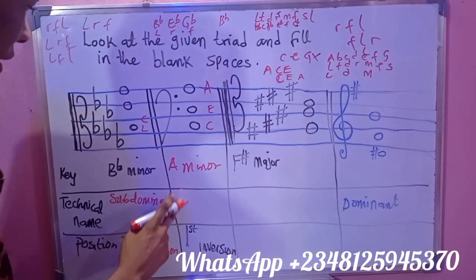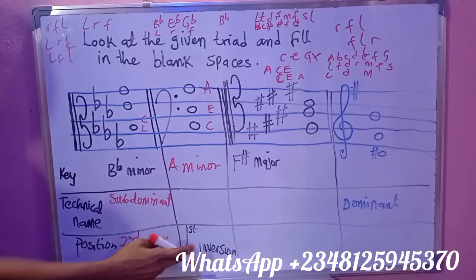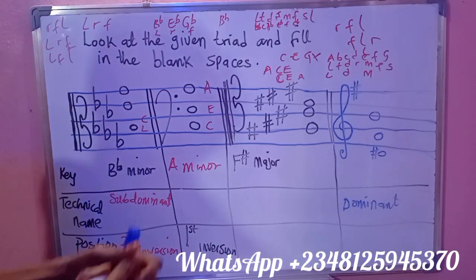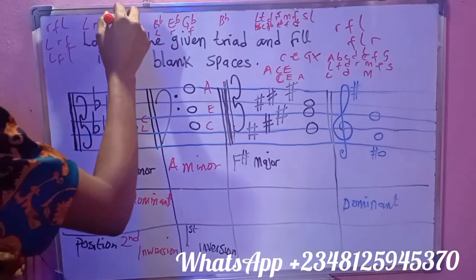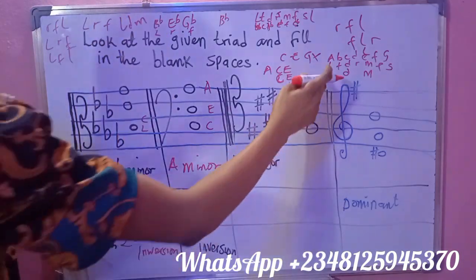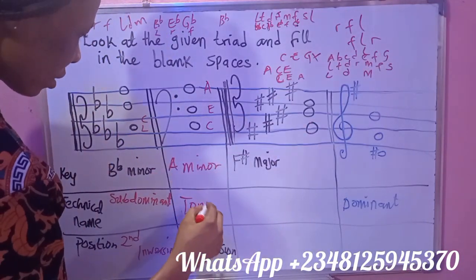Okay, we've already been given first inversion. Now let's find out the technical name. Is it a tonic, supertonic? We've already seen that it's a tonic because tonic is La, Do, Mi. So we have here La, Do, Mi. So it's a tonic chord.